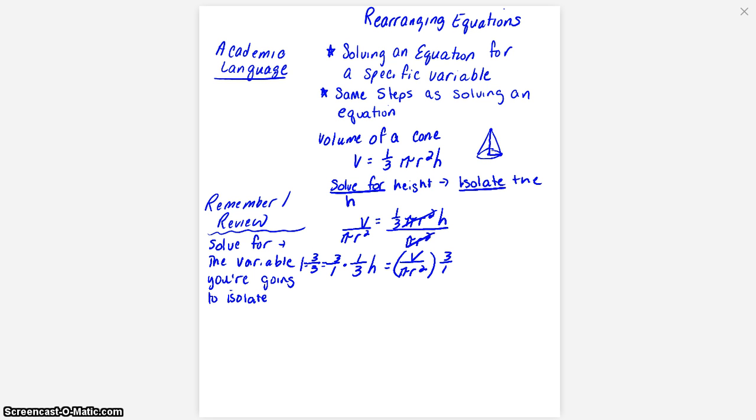So this cancels. So we have h is equal to v over pi r squared, that entire quantity times 3. You could also put the 3 in front. It could also look like this. 3 times v over pi r squared.